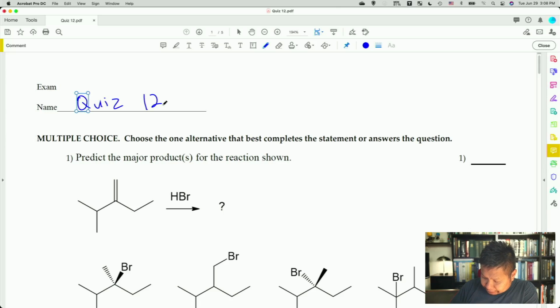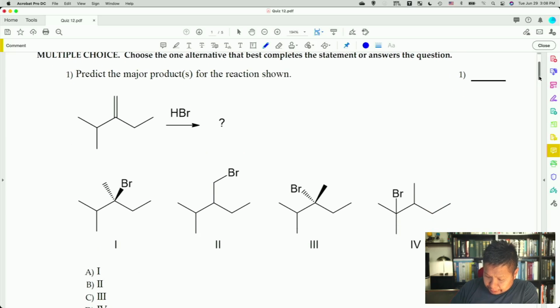And then the very first question, right? What are the major products for the reaction shown below? This is a run-of-the-mill hydrohalogenation, and so in a hydrohalogenation we get Markovnikov addition of the nucleophile, and we also get it in 50-50 amounts, right? So it's a racemic mixture, and so the Markovnikov addition would be 1 and 3 in racemic amounts of both R and S, right?